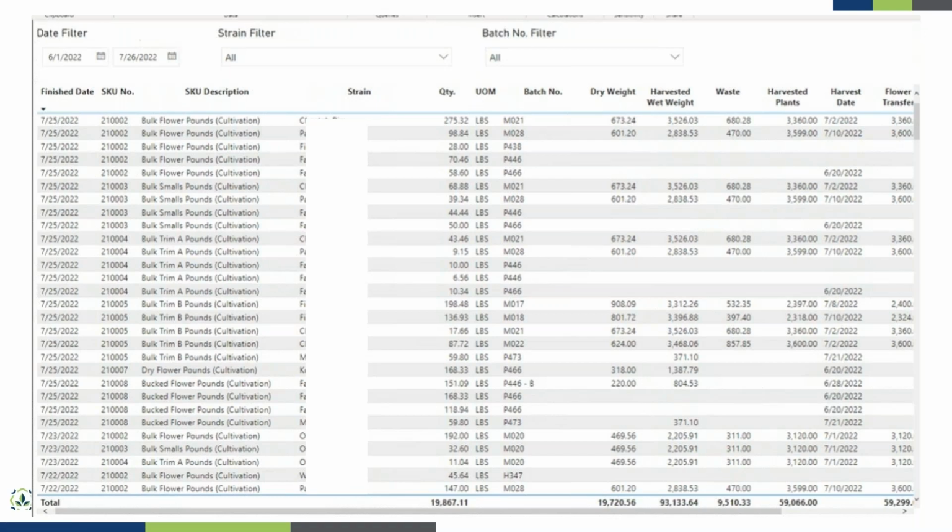How long did it spend in flower? When was it harvested? When was it transferred in flower? How much waste came off of that harvest batch? So it's getting a better understanding of their yields from the original biomass all the way to the actual finished good output, and understanding their overall yields, whether that's monthly, quarterly, yearly, over multiple periods, and then being able to compare it across cultivars as well.